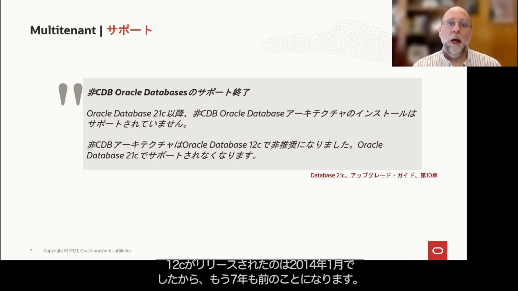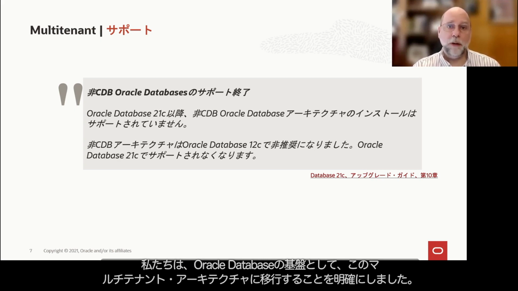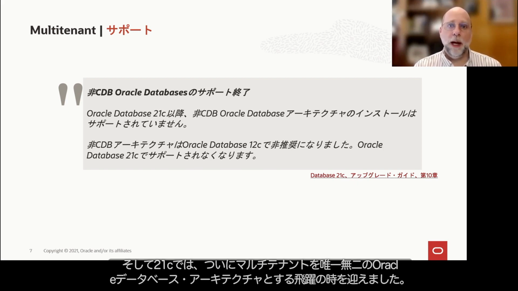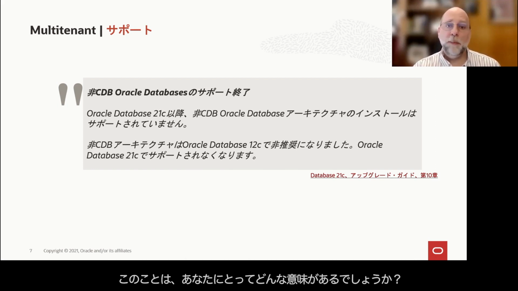What does that mean? Well, it means when 12c was released way back in January of 2014, believe it or not, 7 years ago, we did make clear that we were moving towards this multi-tenant architecture as the foundation for Oracle Database. So we've given 7 years of preparation and put in a lot of functional enhancements and so on into multi-tenant. And now with 21c, it's finally time to make that leap and make multi-tenant the one and only Oracle Database architecture. So what does that mean for you right now?